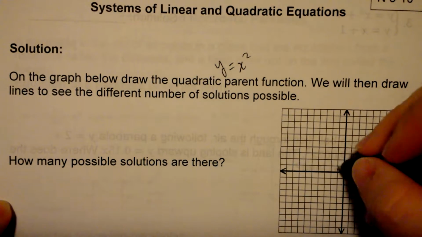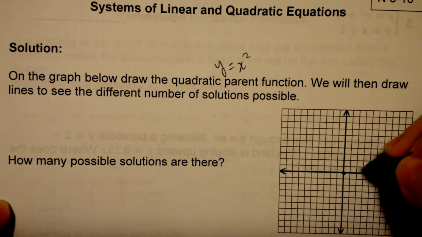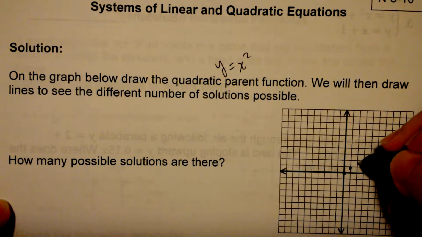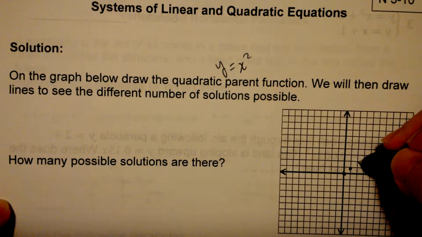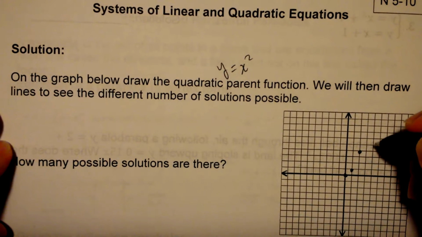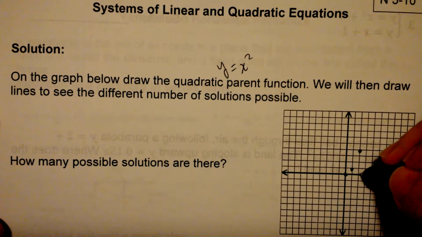So x squared, I'm going to start at the origin. 0 squared is 0. 1 squared is 1. 2 squared is 2 times 2, that's 4. 3 squared, that's 3 times 3, it's 9.